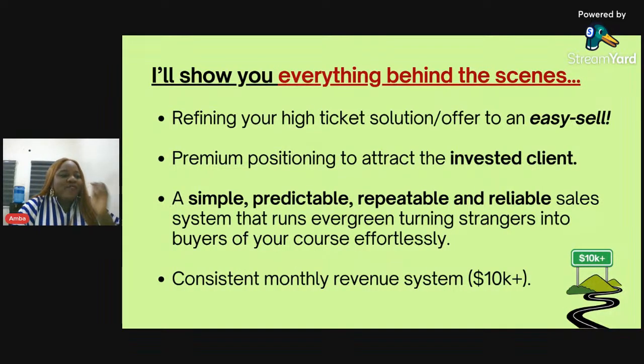I'll show you everything behind the scenes. I'll show you how to refine your high ticket offer, so you already have one. Problem is that it's not selling. Oh yeah, let's look at it again. We'll refine your high ticket offer. That's what you will do so that it becomes an easy sell.